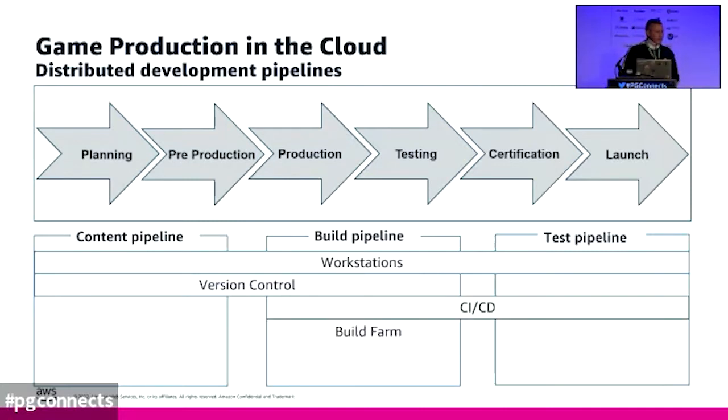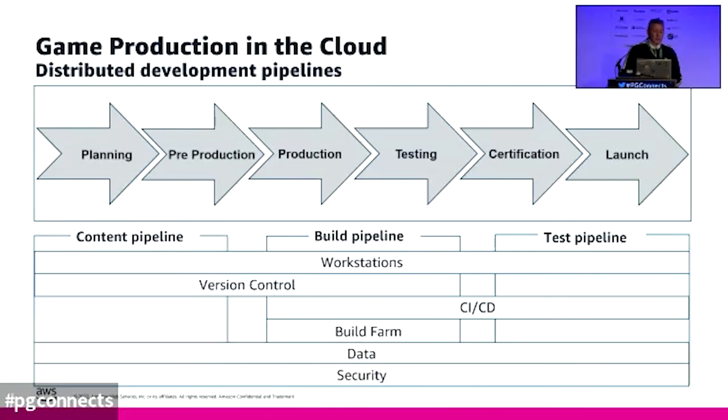Then we've got CI/CD. Again, you could argue it transcends the whole pipeline, but more for build and testing processes. Build farm, which is obviously linked to CI/CD, and then obviously data and security. Our data just spans our whole pipeline. It needs to be there and accessible all the time, and it needs to be secure, right? You know, it's something that we rely on.